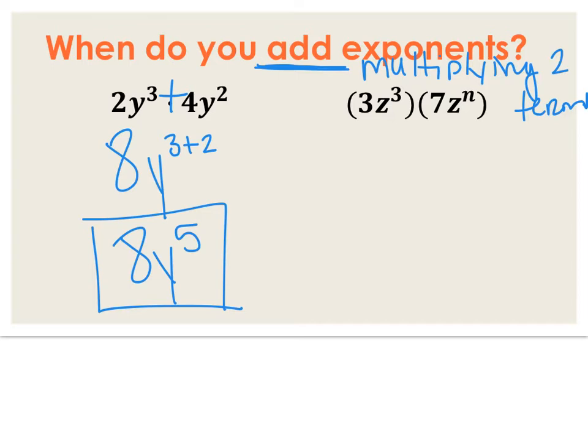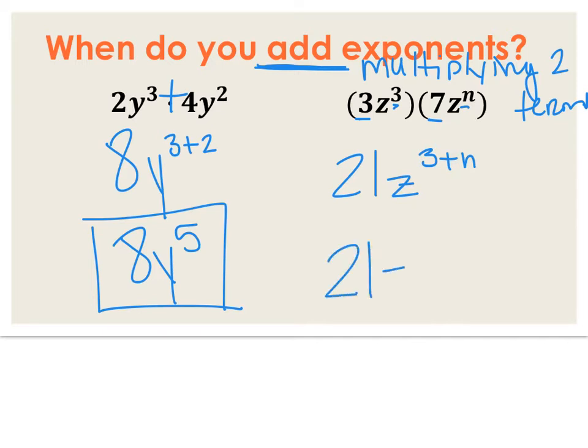Same thing here. They're both in parentheses, but I'm still going to be multiplying those two things together. So you multiply your coefficients, which gives you 21, and then you're adding your exponents. So you have z, and my exponents are 3 and n, so I'm taking 3 plus n. That's a totally fine way to write it. There's no other way to show that you're adding when it's a number and a letter together.